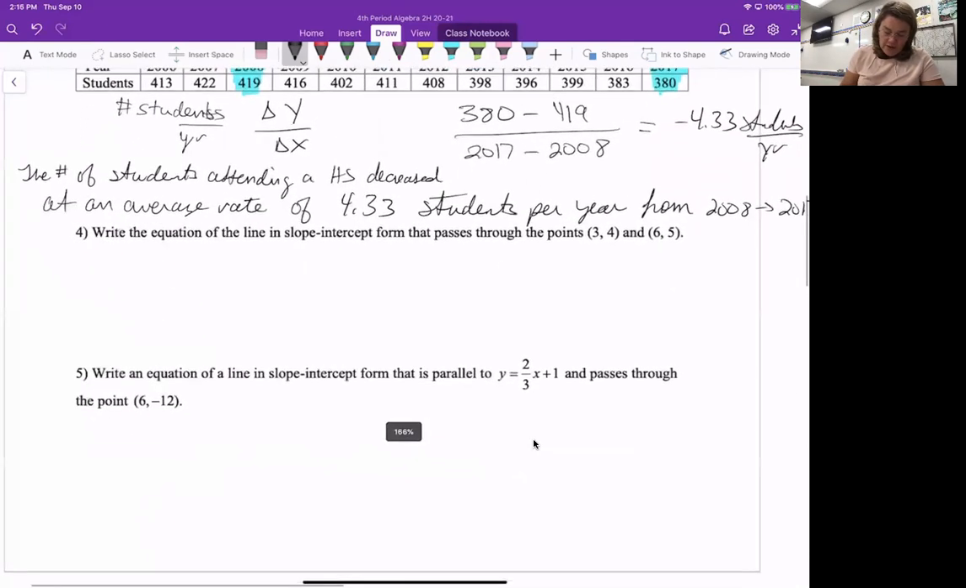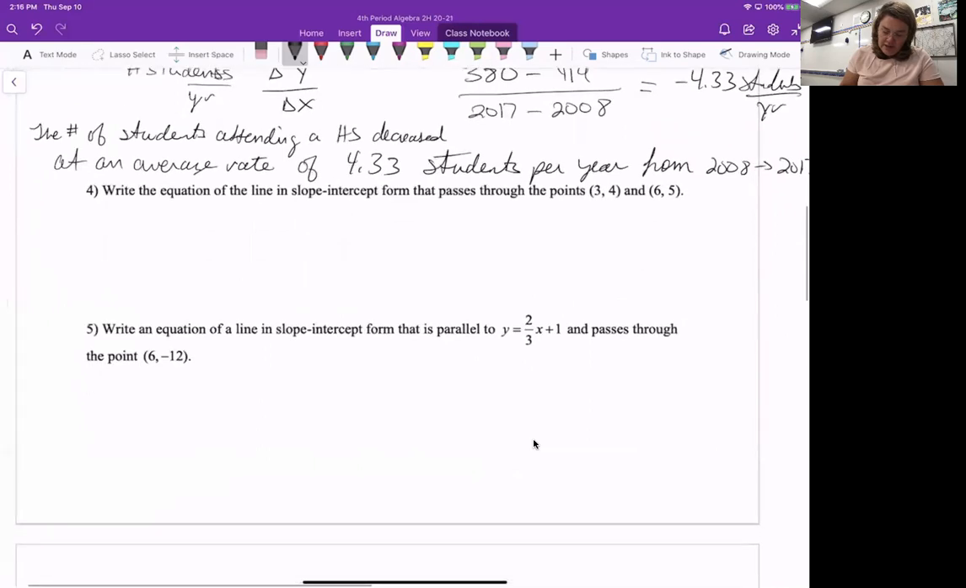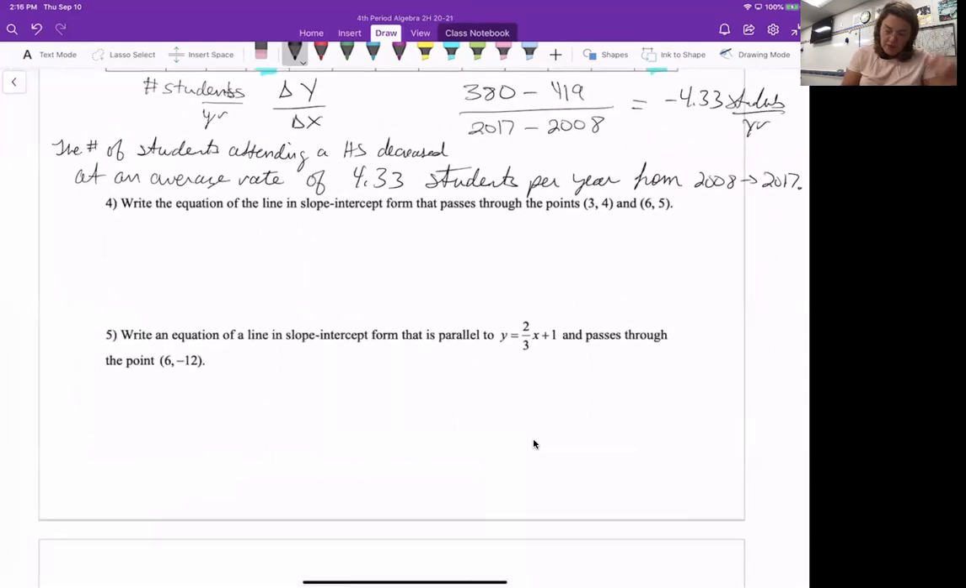Okay, write an equation of the line in slope-intercept form. Slope-intercept form, so that is y equals mx plus b. So that's what our slope-intercept form is. And that passes through the points (3, 4) and (6, 5). So x is 3, y is 4, x is 6, and y is 5.